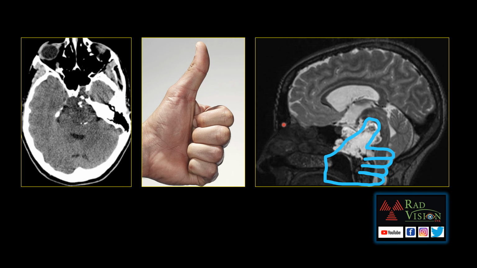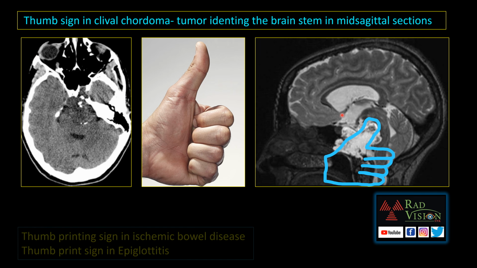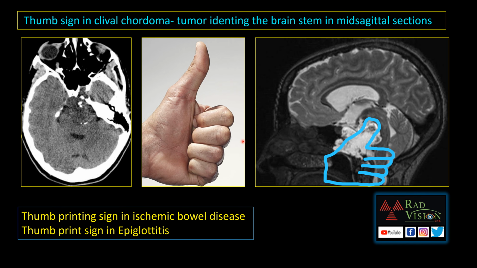So this is nothing but the typical thumb sign. Remember thumb sign in clival chordoma, where the tumor indents the brainstem in the mid-sagittal sections. Also remember other thumb printing signs, which are seen in ischemic bowel disease, and thumbprint sign in epiglottitis. So remember thumb sign in clival chordoma.